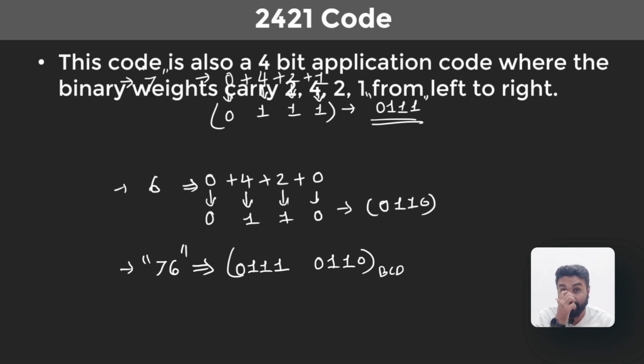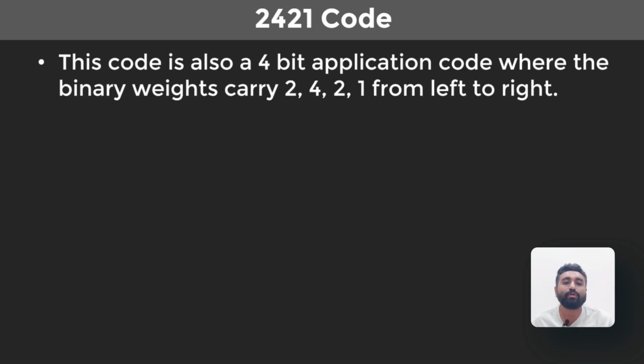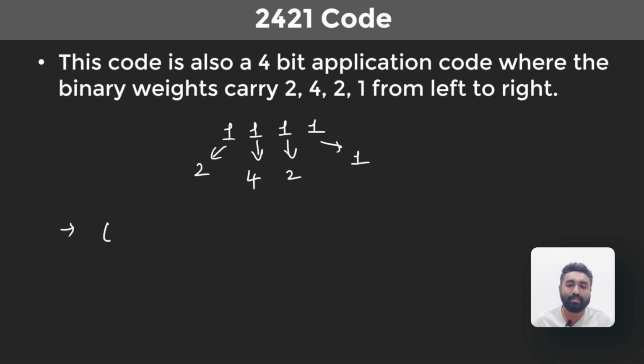Now let's see the second type of code, that is the 2421 code. Here the four binary digits are going to hold the weights 2, 4, 2, 1. If I write 1111, the MSB will hold the weight 2, the LSB will hold the weight 1, this bit is going to hold the weight 4, and this bit is going to hold the weight 2. For example, if I want 6, which digits do I add to get 6? Here we have 2 plus 4, that is 6. Similarly, 4 plus 2 is also 6.